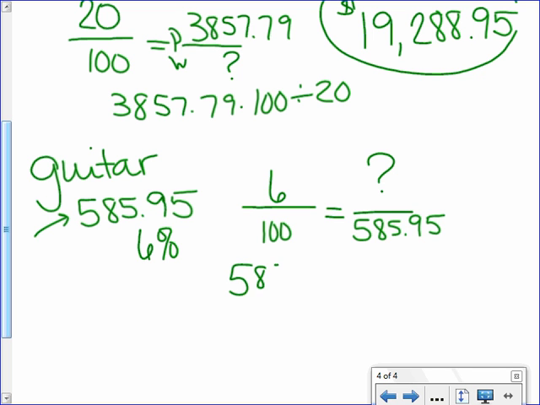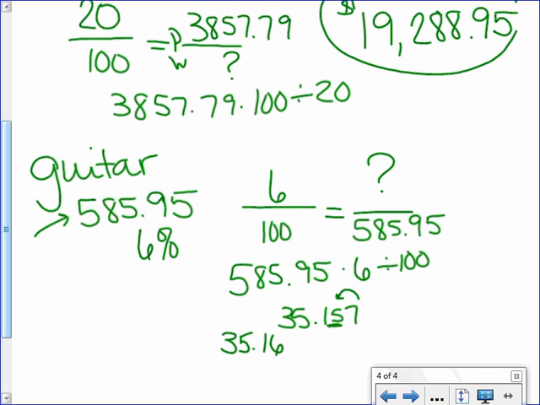So 585.95 times 6 divided by 100, and I get this. When we're talking about money, we only go 2 decimal places. So should it be 15 cents or 16 cents? It's going to be 16 cents. So $35.16. Okay? Now that's the tax. Is that the total price of his purchase? No. This is how much he's got to pay in tax.